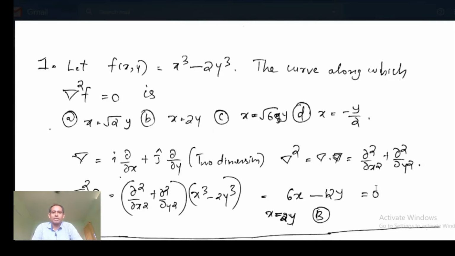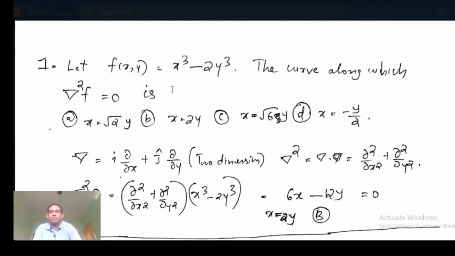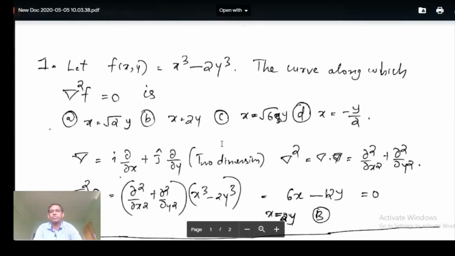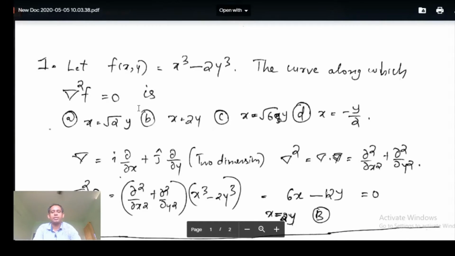So let's start. We see a few questions and we try to solve these questions. The first one is this. As you see here, f of x, y is given by this. Now we want to have the curve along which this del square f is equal to 0. A few answers are given here. We have to pick the correct answer. This is an easy question.